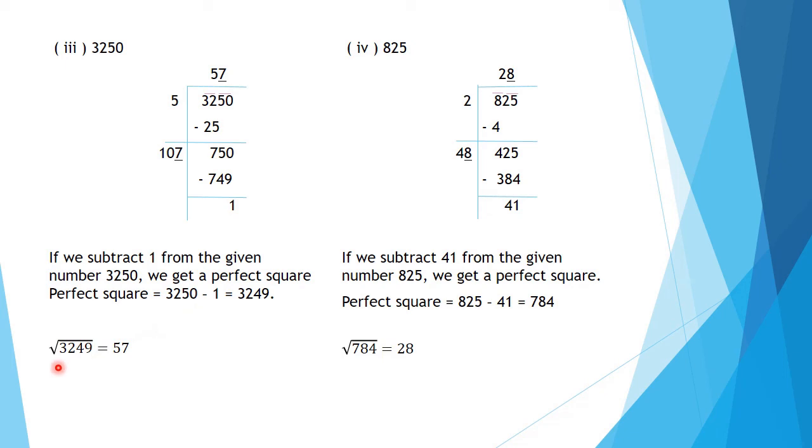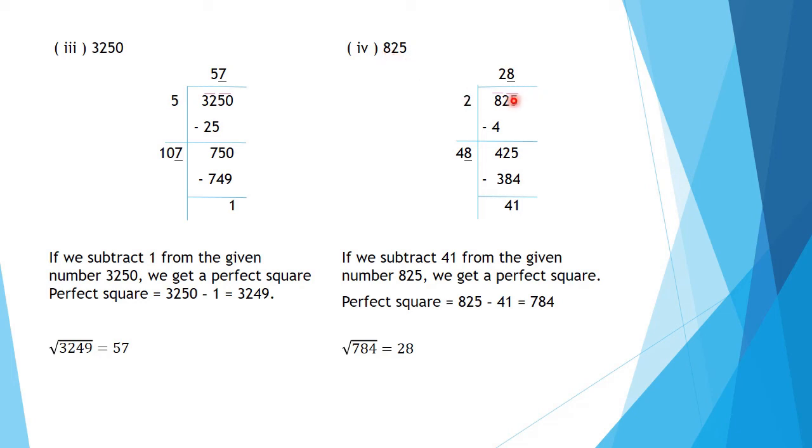Okay, children, the square root is asked in the question. So the square root of 3249 is equal to 57. 57 we got here as the quotient. Okay children, so the remainder is one answer and the quotient is another answer in this question. Okay. Now question number 4, 825.